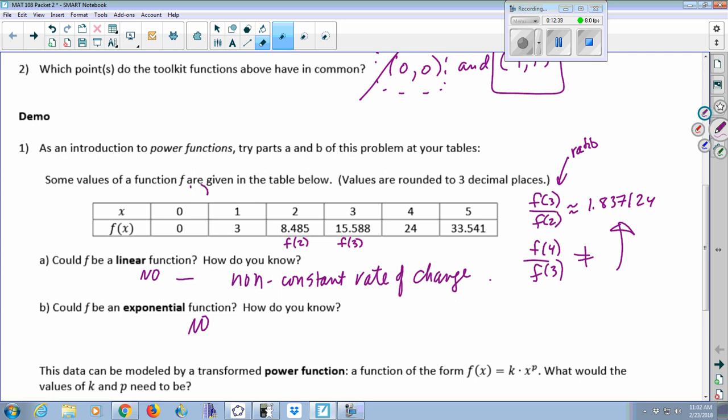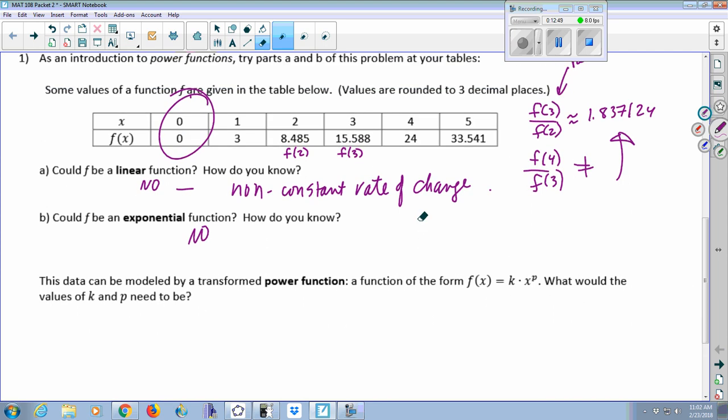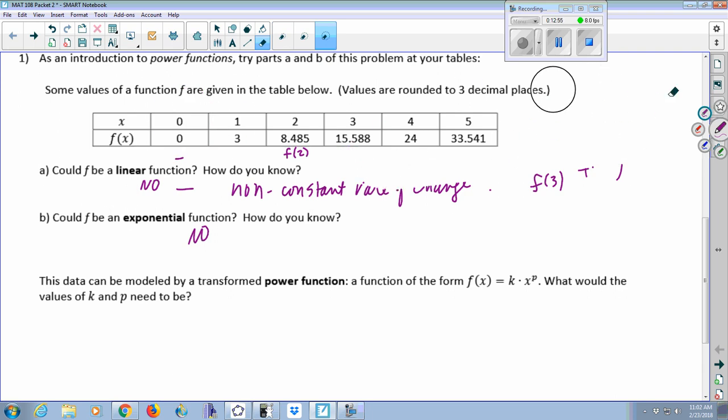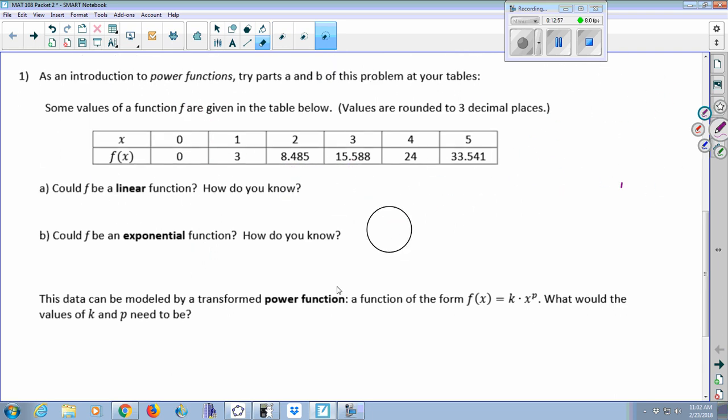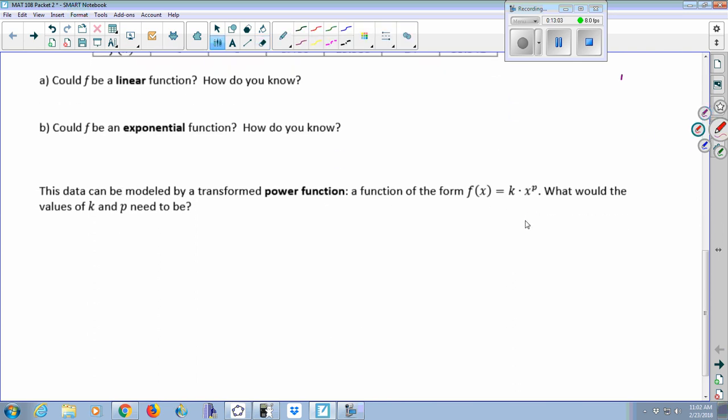So right there, that's all you needed to say. No way, Jose. There's no way. 0, 0 is not part of an exponential function. All right. Now, the next question was, could this be polynomial? I decided that took too long to answer, so I removed it. But for those of you who like thinking about math, you might want to think about that question.